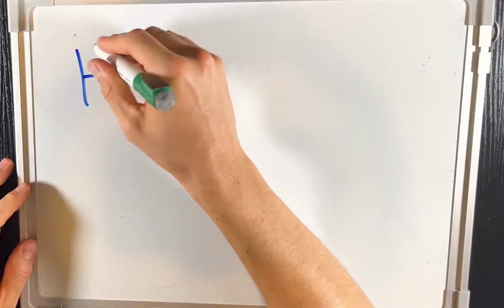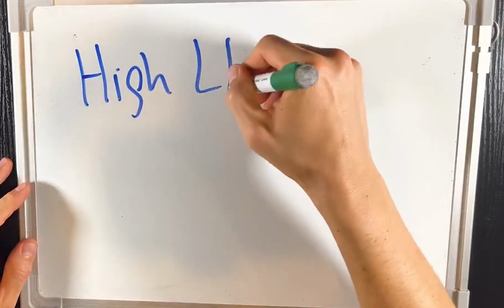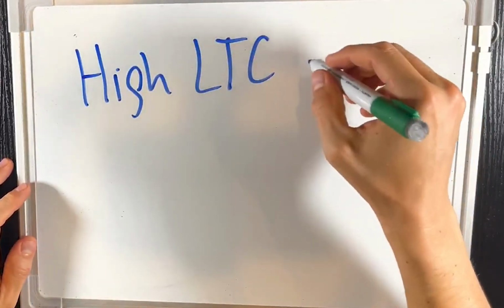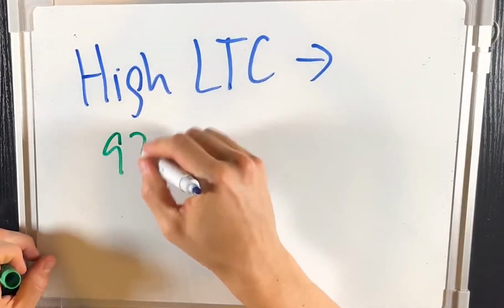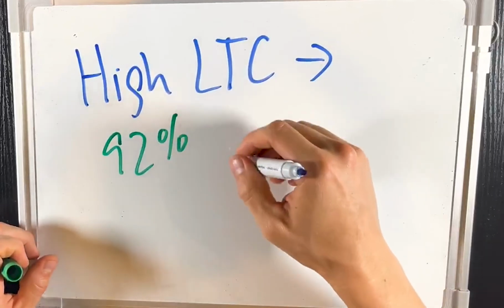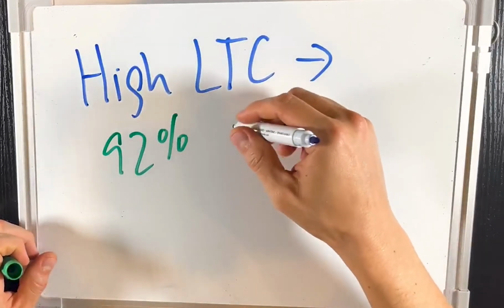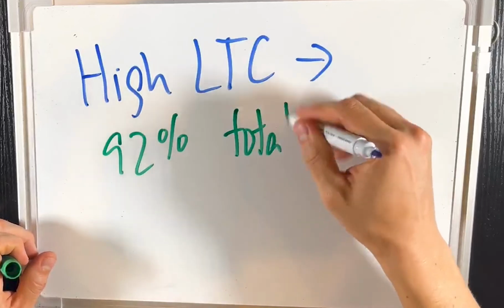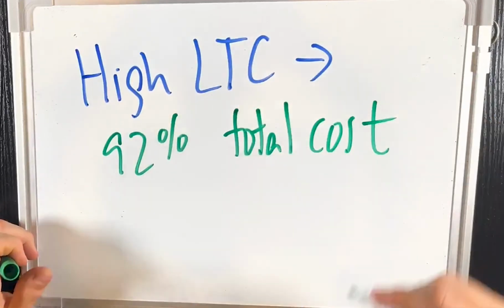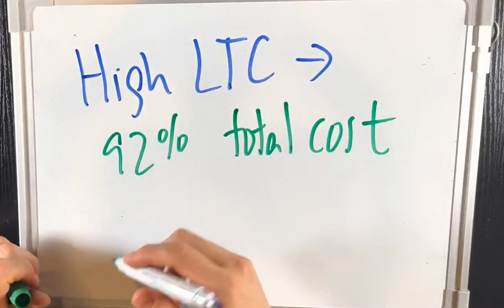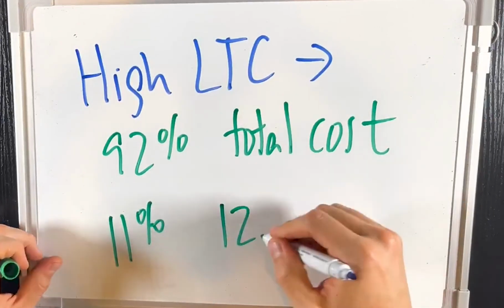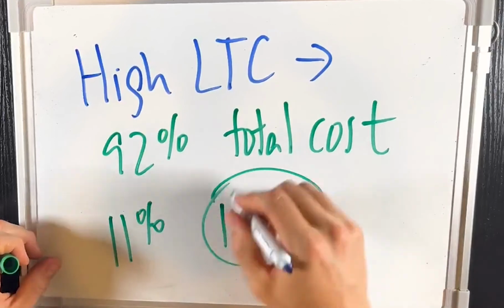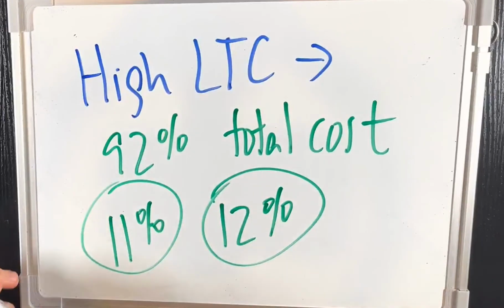So if you have a high LTC, high loan to cost, this means that the lender is financing a lot of the deal. So if they're financing, let's say something like 92% of the total cost, there could be a higher interest rate. So maybe they want it at 11% or 12% or something like that, if you're doing private money construction.